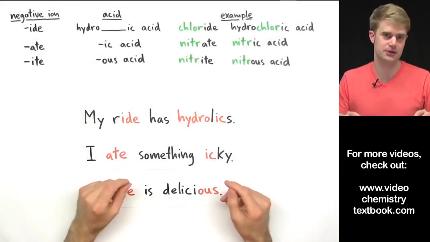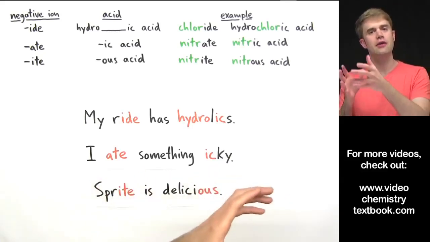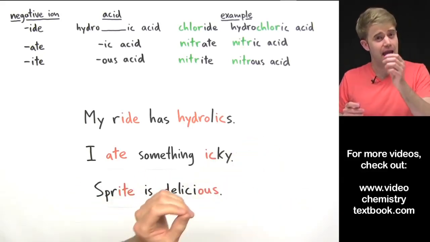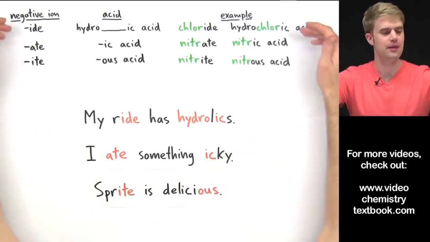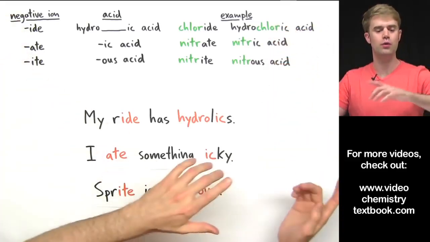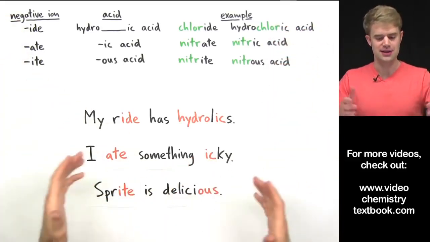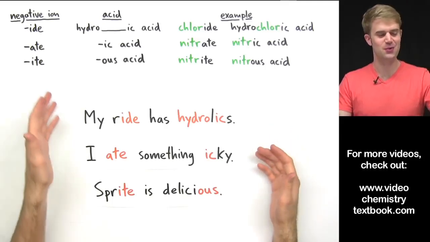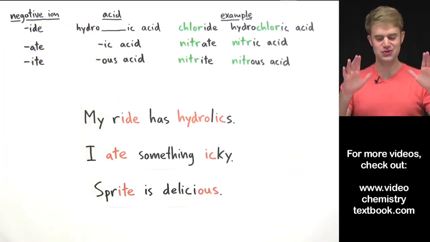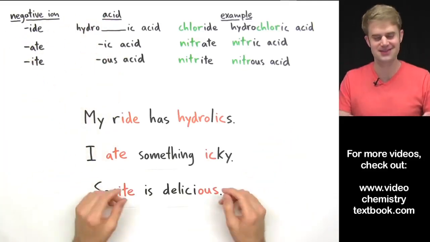So that's how we name acids. We take a look at the negative ion that they have in them, we look at the end of that negative ion, and then we use these rules to figure out what we should call the acid. Definitely learn this mnemonic so that you won't have to worry about naming. It'll just totally make sense because you will have memorized this stuff.